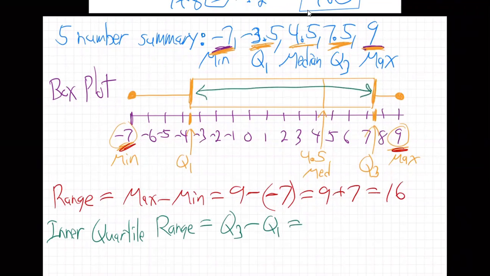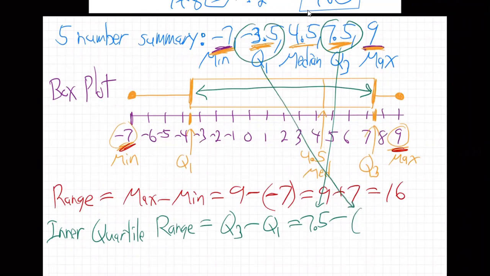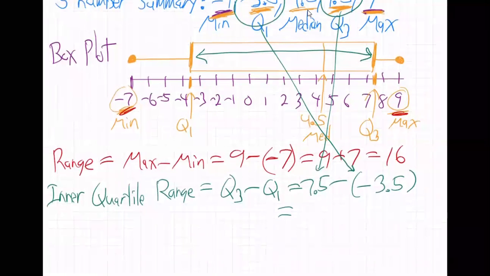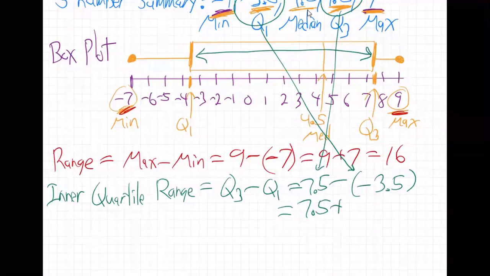It's the Q3 minus Q1. It's the middle part of the box. So you've got to take your Q3 value minus your Q1 value, which is -3.5. So again, we've got subtracting a negative. So you know how to do that. Plus 3.5, which is 11.